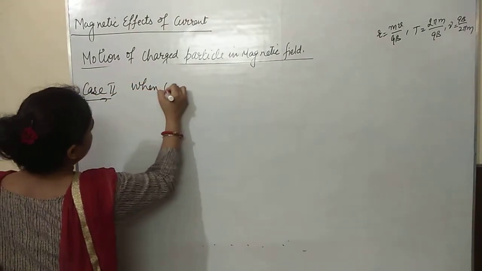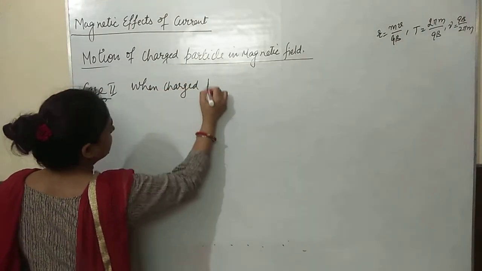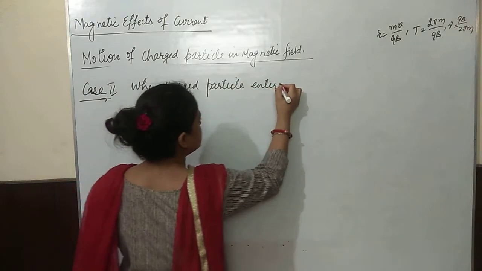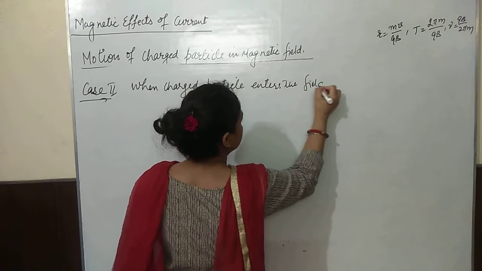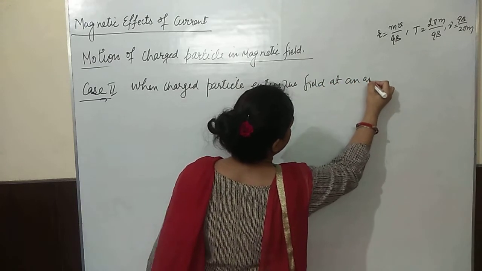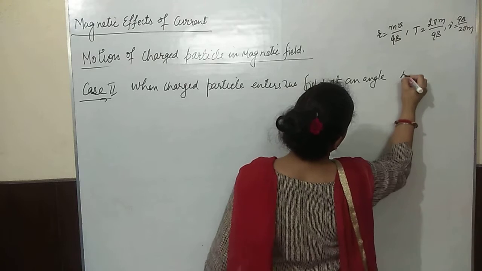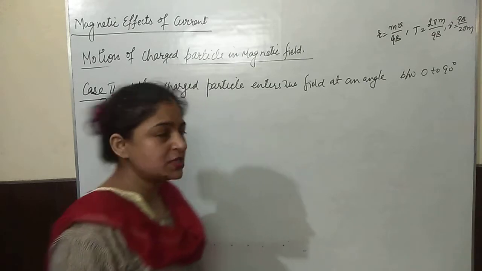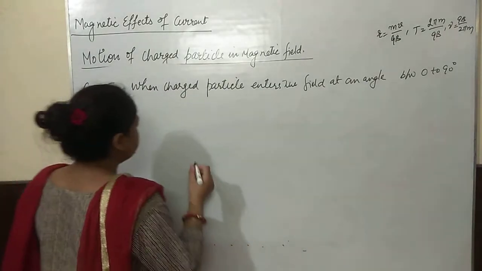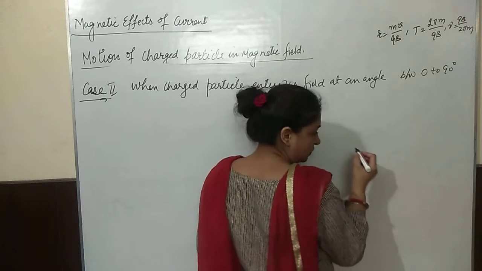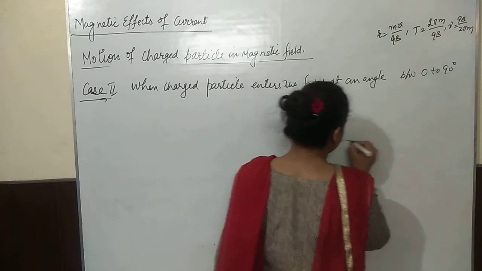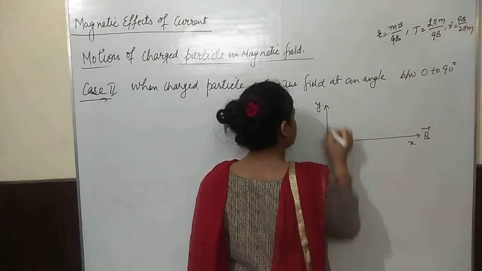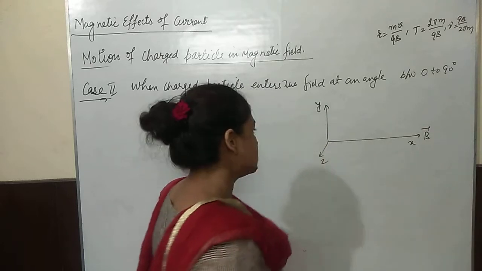when the charged particle enters the field at an angle between 0 to 90 degrees. Means at any angle theta it is going to enter the field. So let us consider our field is now along the x-axis. This is the direction of the field along the x-axis. Let us consider this is the y-axis and this is the z-axis out of this.